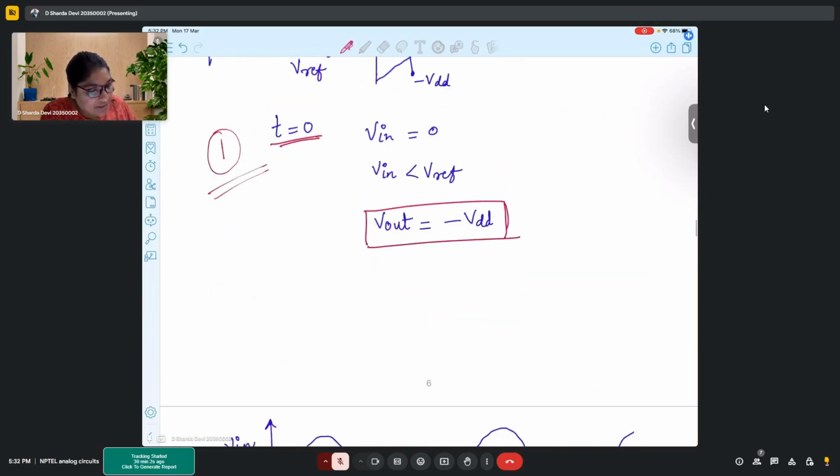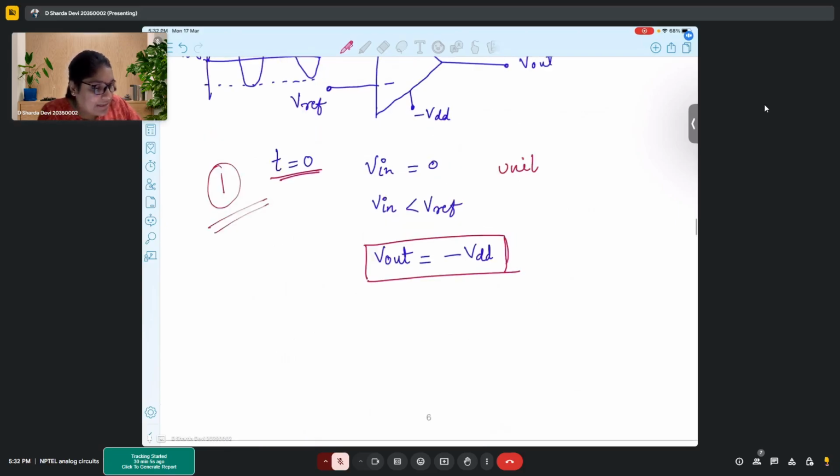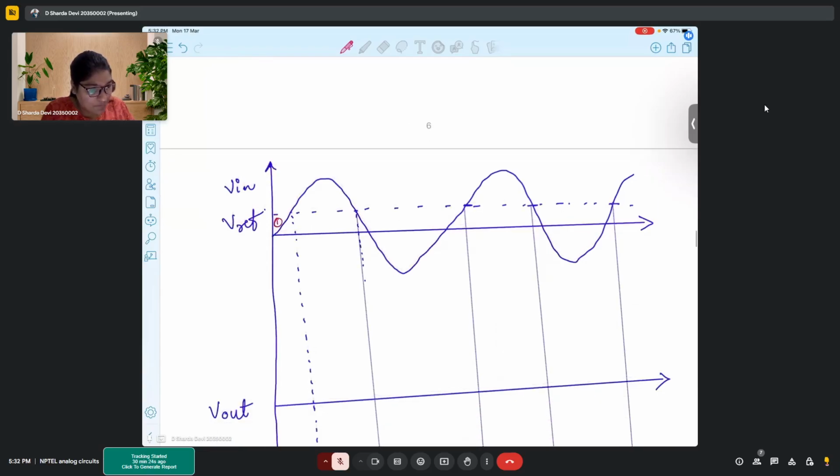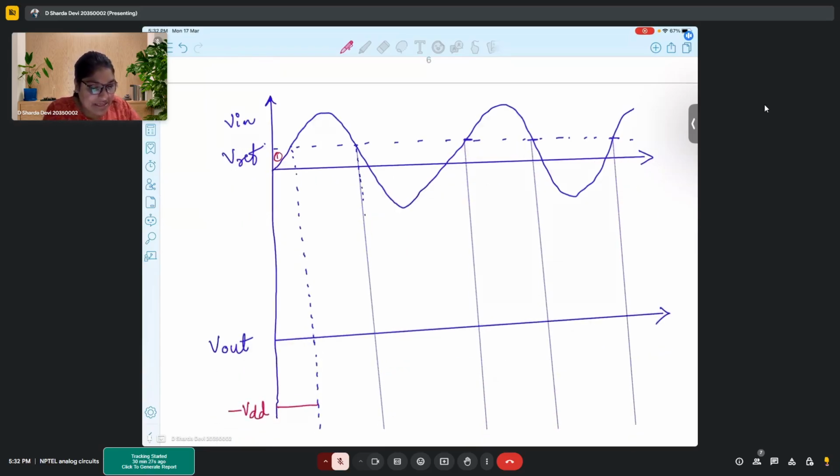Now, this situation will continue until Vin is less than Vref, right? Until Vin is less than Vref, the same situation will continue. So if we observe in the graph, in the first region, Vref is always higher than Vin. So that's why our output saturates at minus VDD, right?